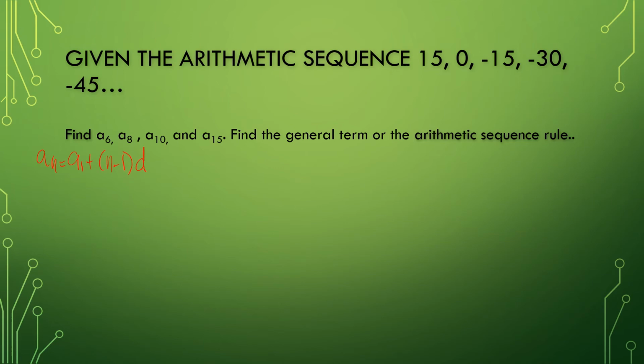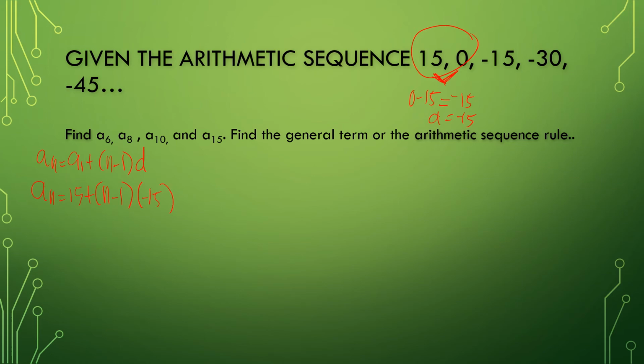Now, from the given arithmetic sequence, you're going to identify the first term. So, that is 15. So, a sub n is equal to 15 plus n minus 1 times the common difference. You can choose two succeeding terms. For example, let us use 15 and 0. Succeeding term minus the preceding term, that is 0 minus 15, that is equal to negative 15. So, the common difference is negative 15. Let us substitute here negative 15 to d.